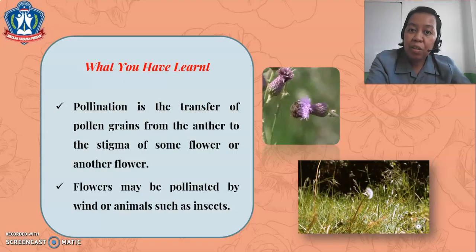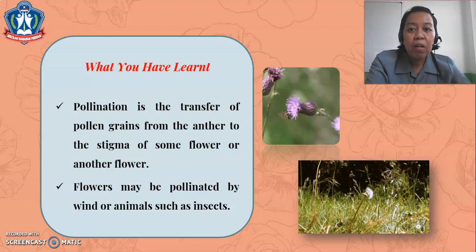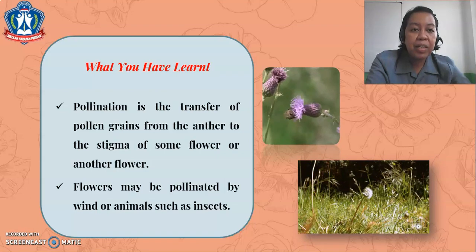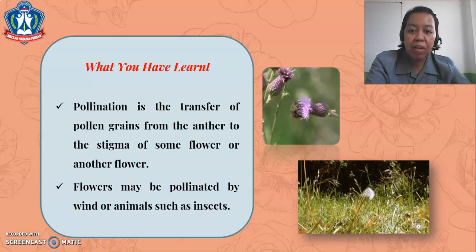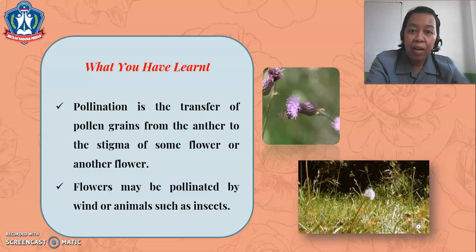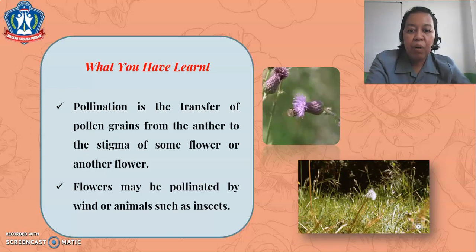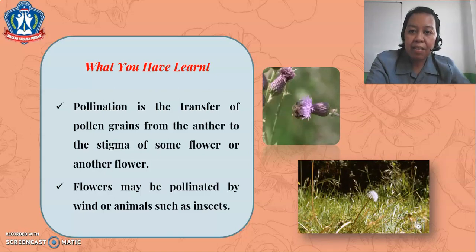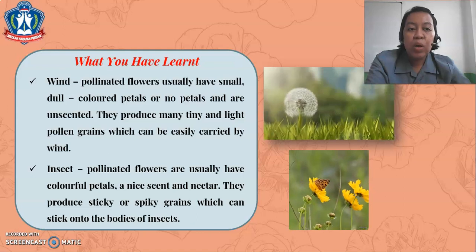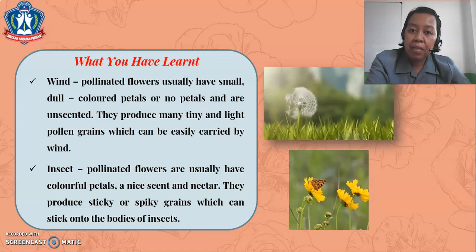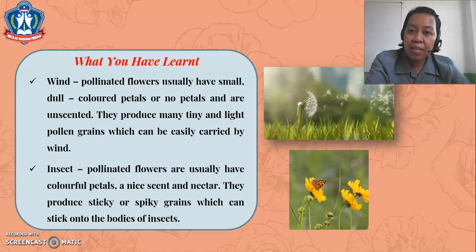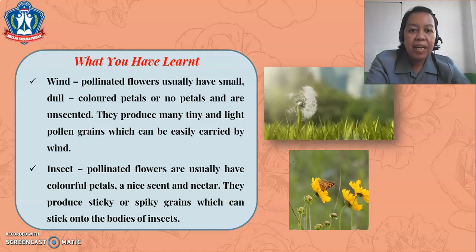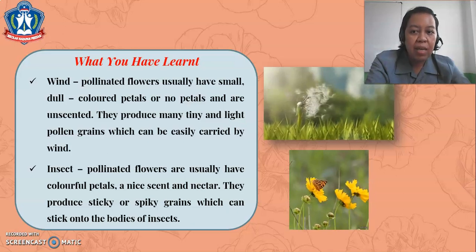So for Lesson B, we have learned that pollination is the transfer of pollen grains from the anther to the stigma of the same flower or another flower. Flowers may be pollinated by wind or animals such as insects. Wind-pollinated flowers usually have small, dull-colored petals or no petals and are unscented. They produce many tiny and light pollen grains which can be easily carried by wind.